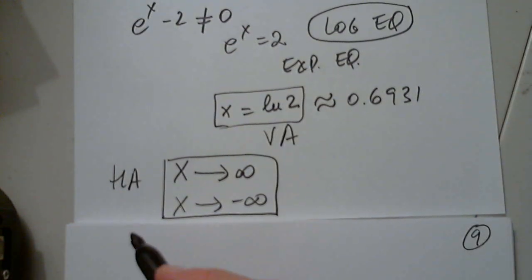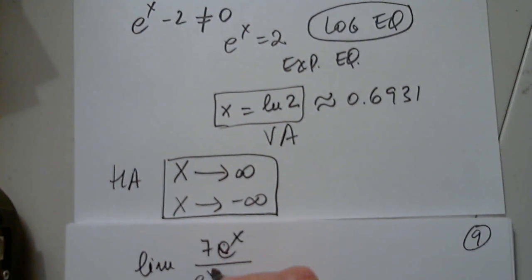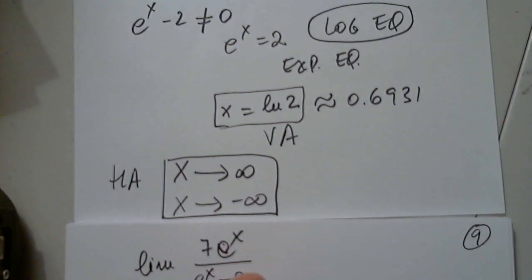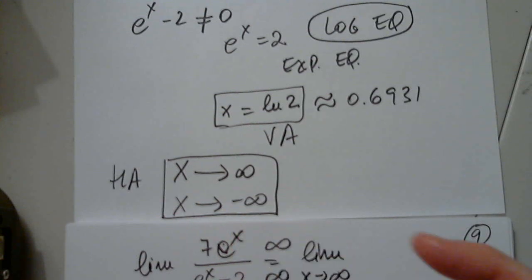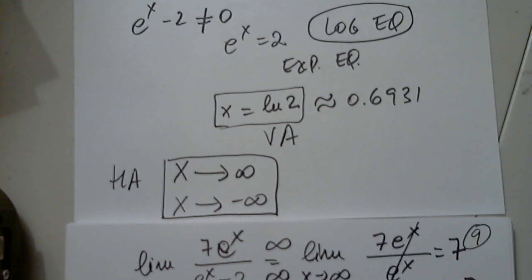So limit of 7e to the x over e to the x minus 2 as x approaches infinity. Nice. Plug in infinity. It's infinity over infinity. L'Hopital's rule. It cannot be easier. Limit as x approaches infinity. The top is 7e to the x. The denominator is e to the x. Done. So y equals 7 is the horizontal asymptote at infinity.